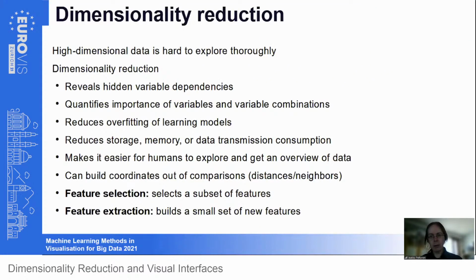Basically, why dimension reduction is needed in general is because high dimensional data, as we've already heard, is hard to explore thoroughly. So we need methods that can help us reveal dependencies between variables that are hidden, quantify the importance of variables and their combinations, reduce overfitting when we're learning models, reduce storage, memory, and data transmission, and basically make it possible for us humans to get our hands on some insights about the data. In some cases, we also don't have handy coordinates that we could explore, and sometimes dimension reduction can build those for us, starting from other kinds of observations like distances or neighbors. There are usually two kinds of approaches, feature selection and extraction, and I'm mostly focusing on the latter kind.